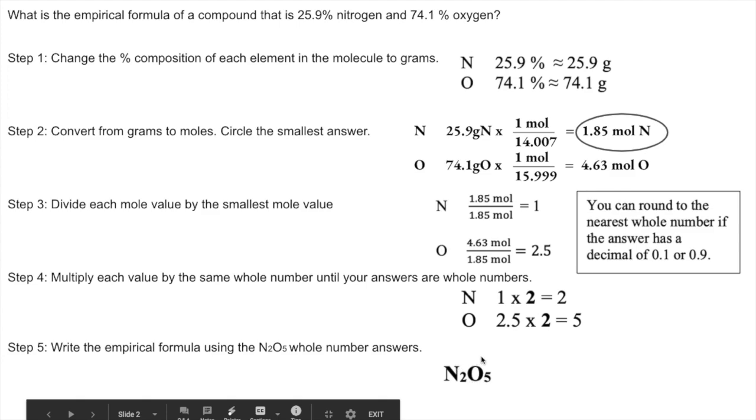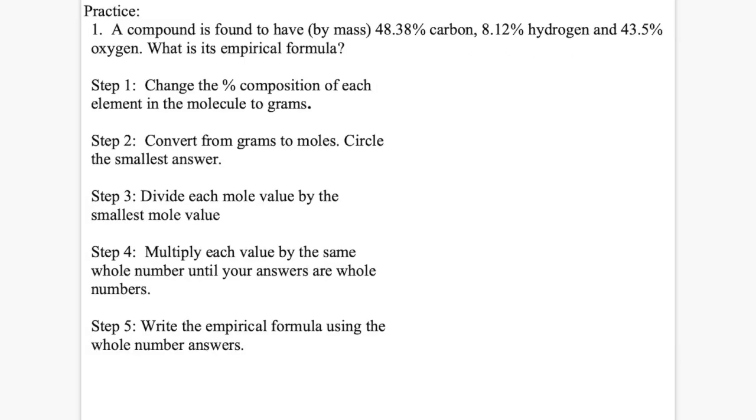For this practice problem, a compound is found to have 48.38% carbon, 8.12% hydrogen, and 43.5% oxygen. What is the empirical formula? Step one, we're just going to change all of the percentage signs to grams. Carbon will have 48.38 grams. Hydrogen will have 8.12 grams. And oxygen, we will have 43.5 grams. So step one is complete.